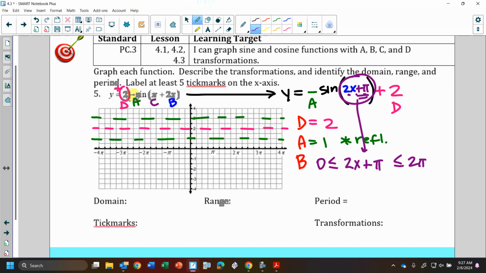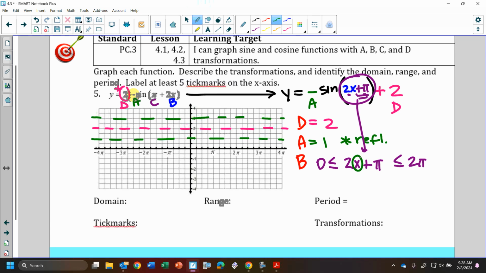How many sides does that inequality have? 3 sides. Left, middle, right. Everyone agrees? Yeah. We are trying to solve for x. What things do we need to get rid of? We need to get rid of the pi, and we need to get rid of the 2. Do we agree?